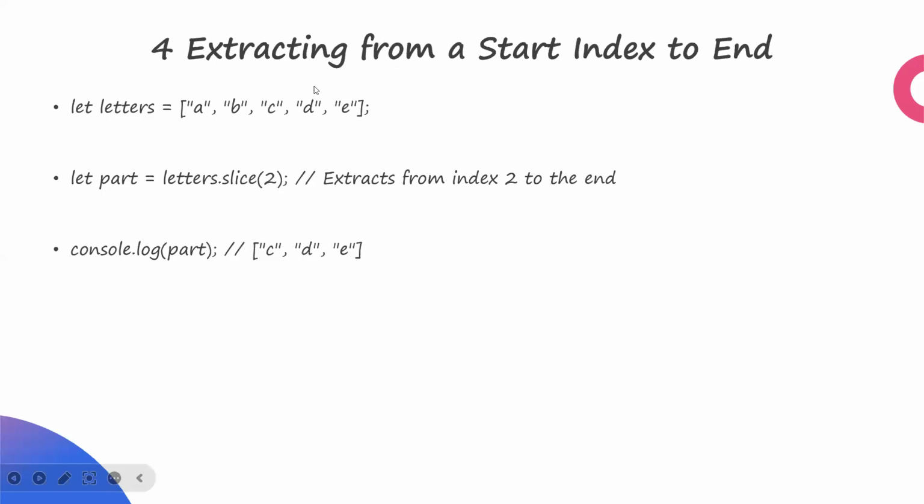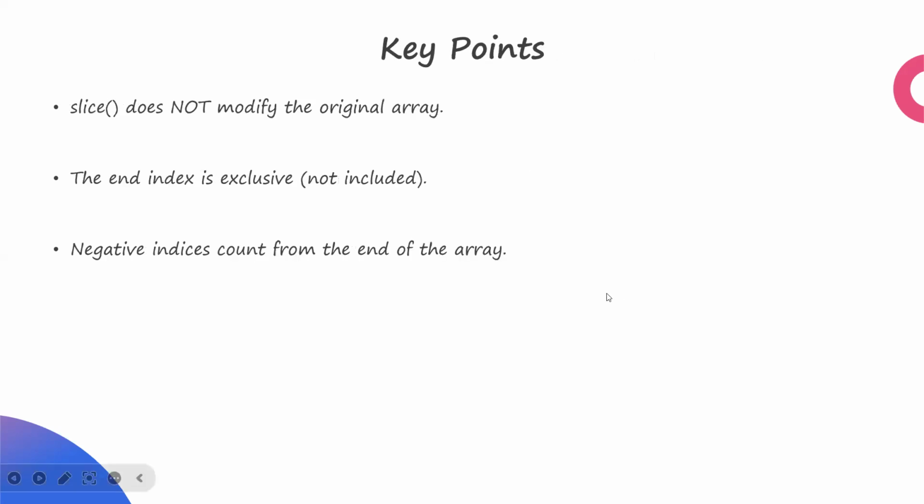You can also extract from a start index to the end. I've shown you this example already. We are starting at index 2 here, which is C, so CDE is what it will get. If you don't provide the end index and you provide the start index, it will start from there and copy everything.